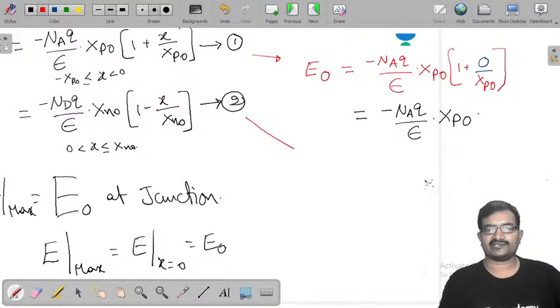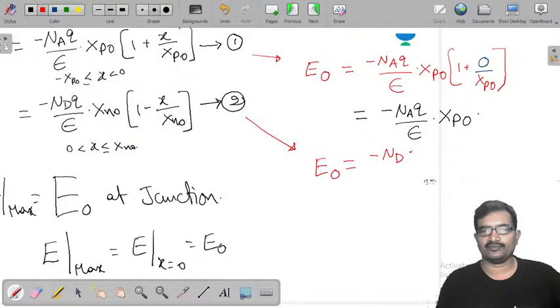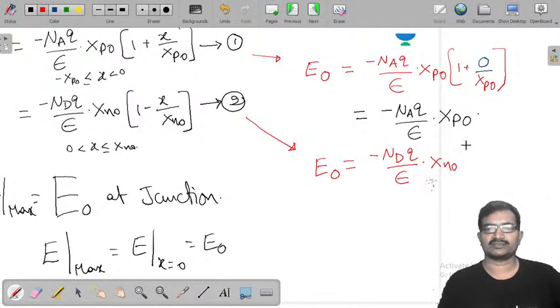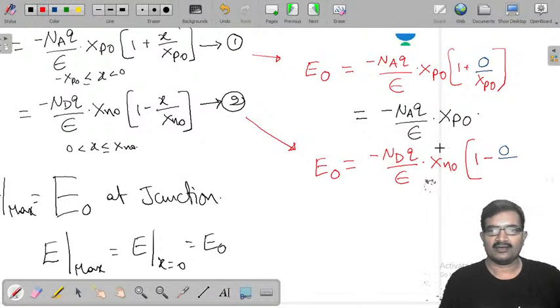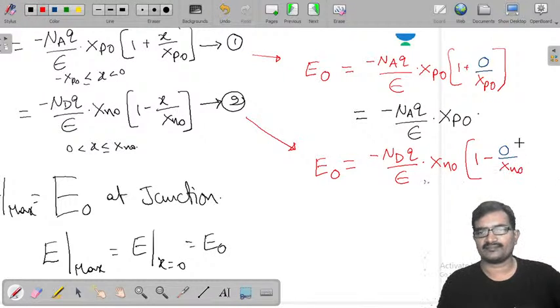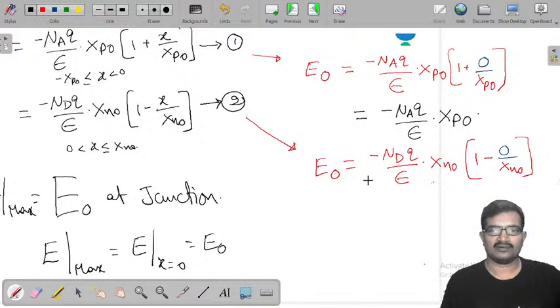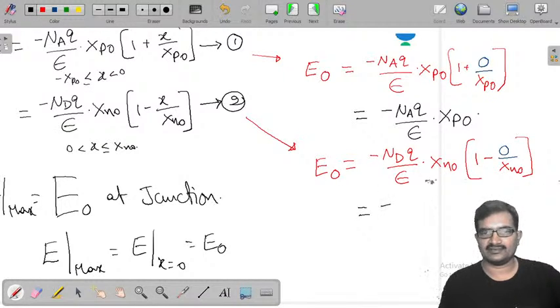Similarly, I am doing the same thing for equation 2. E becomes E naught, maximum at x equal to 0. Now it is minus Nd into Q by epsilon into x n naught into 1 minus 0 divided by x n naught. Now it is minus Nd into Q by epsilon into x n naught.